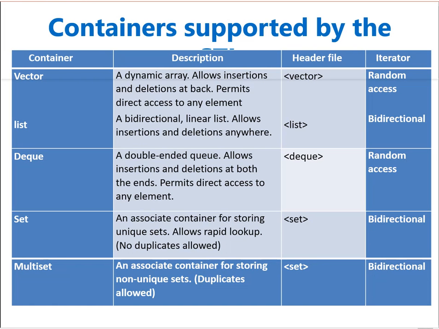List is another type of sequence container. List is a bidirectional linear list that allows insertion and deletion anywhere. All functionality of list is defined in the list.h header file, and list is supported by the bidirectional iterator, or we can use the bidirectional iterator for manipulation of data.